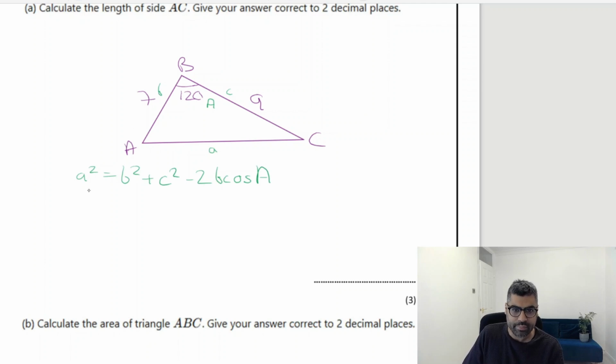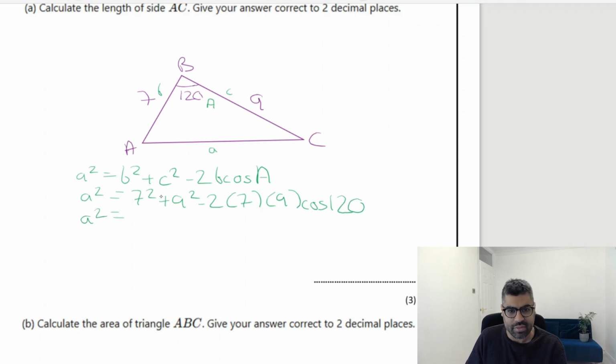Now putting all of this in, we have our a squared, which is still unknown. Our b squared is going to be 7 squared. C squared is 9 squared. And we have minus 2 times 7 times 9 cos 120, which is our angle. I like to do this next part in a couple of steps. So firstly, I want to do 7 squared plus 9 squared. So that gives me 130. Then we have minus 2 times 7 times 9, which gives us minus 126. And our cos 120. It's at this stage that I want to put into a calculator, and that gives us 27.41 to 2 decimal places.